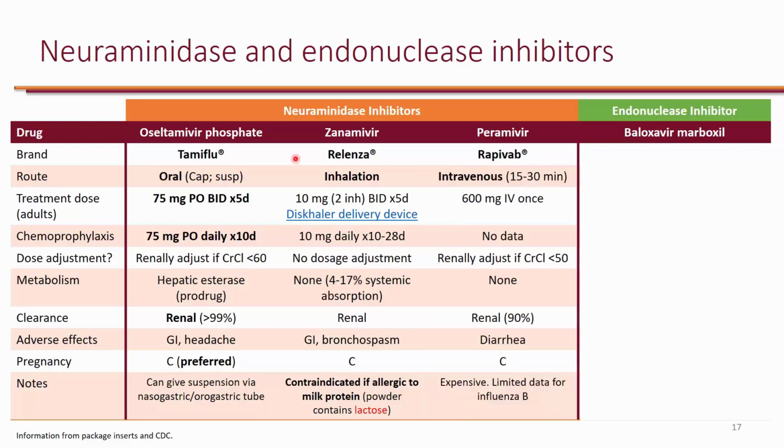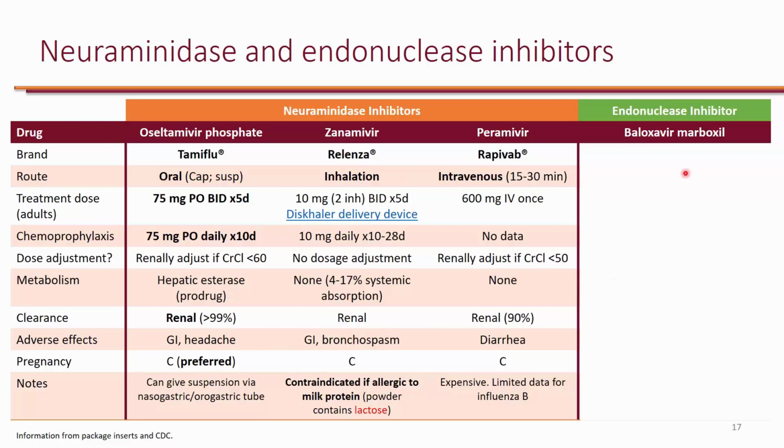The last drug in this class is peramivir, which is an intravenous formulation, which you can just give once. Now, the most common adverse effect with all of these is basic gastrointestinal, such as diarrhea, nausea, and vomiting. Oseltamivir can also cause headache, and of course, zanamivir is inhalation, so it can cause bronchospasm.